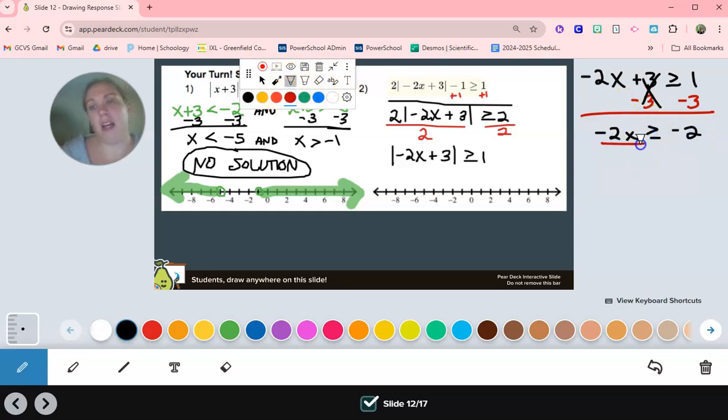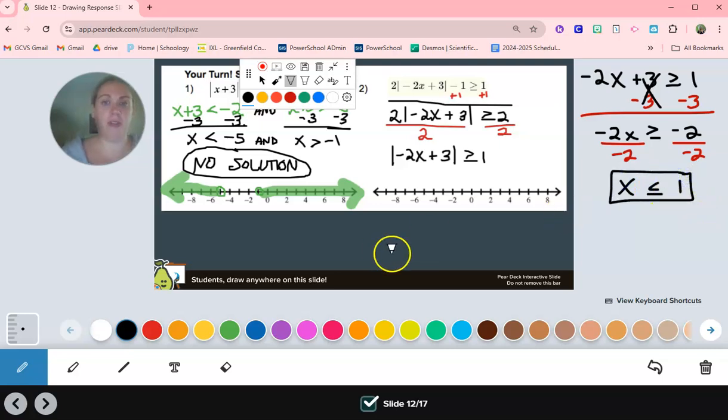And then we divide by -2. Of course, remembering when we divide by a negative, we flip that symbol to get x less than or equal to 1. And our second inequality is -2x plus 3. That stays the same, but then we switch. So we make it less than or equal to -1. And again, subtract 3 to get -2x is less than or equal to -4. And when we divide by -2, we flip the sign and get 2.